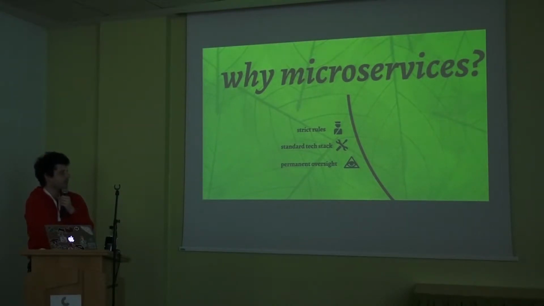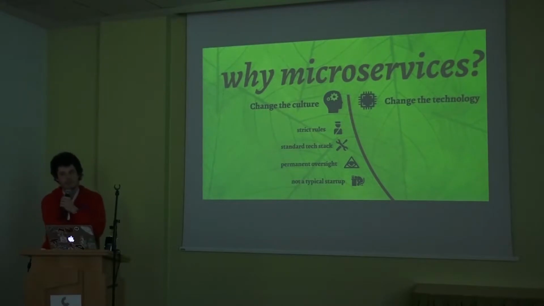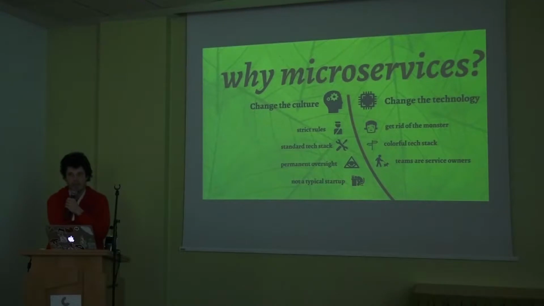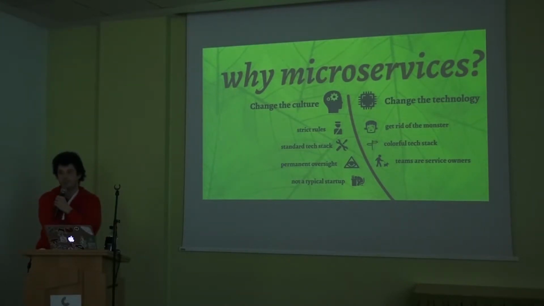So basically what you have to do is change the culture, which won't be a typical startup culture anymore. On the other hand, you can change the technology and get rid of this monster and start to create a colorful stack where every team is the owner of their own service, they choose their own technology and they are responsible for that. While having a huge application, it's very hard to make people feel ownership for that one huge monster. In this case, if the teams have their own services, or even one individual developer has his own service, they will feel much more responsibility for that.